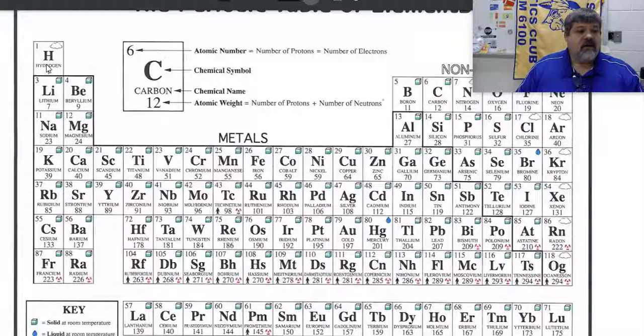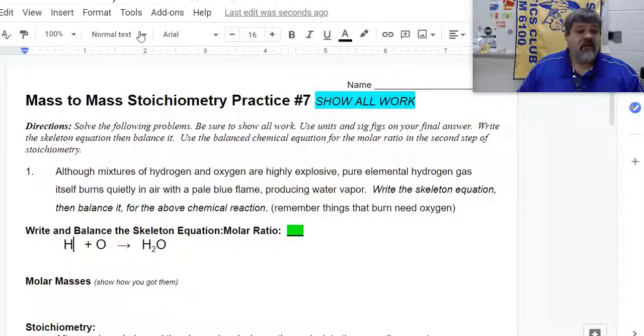Let's go ahead and look at our periodic table. We see that hydrogen is right here and oxygen is right here. Now, our diatomic elements are these 7 right here, so oxygen is included, but it also includes hydrogen. So let's go back to the original problem. We know that hydrogen itself is diatomic, and so is oxygen. So now we have to go ahead and balance it.